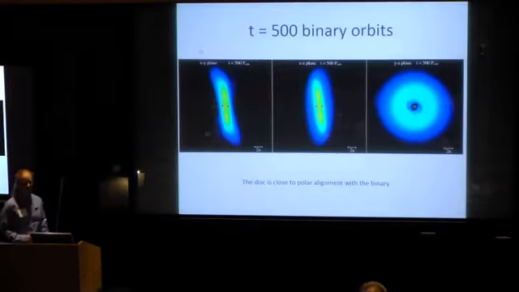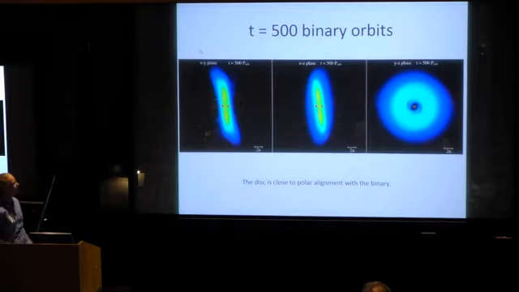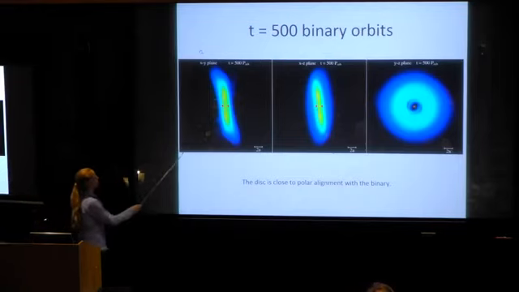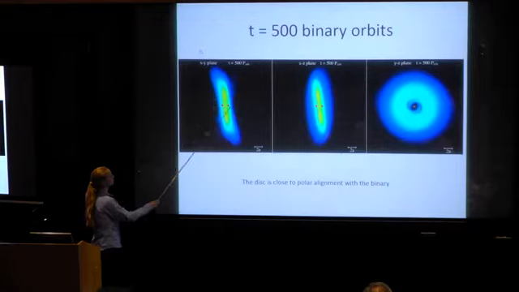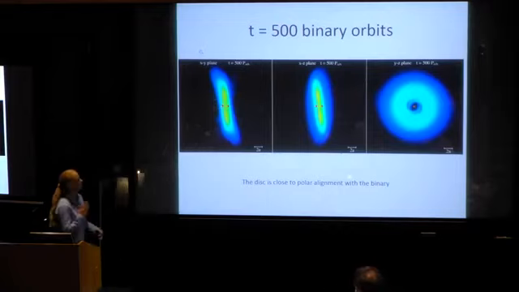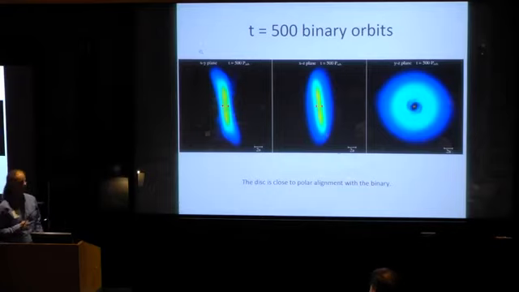And this is what the disk looks like after 500 binary orbits. This is the xy plane, so the binary is orbiting in this plane, and you can see that the disk has become very close to polar aligned to the binary.